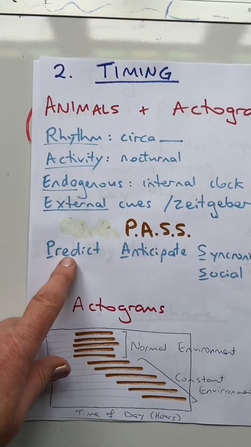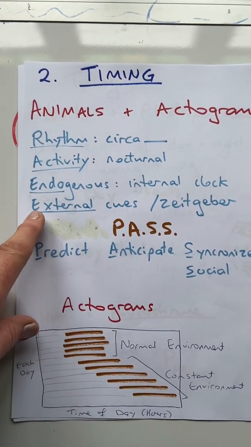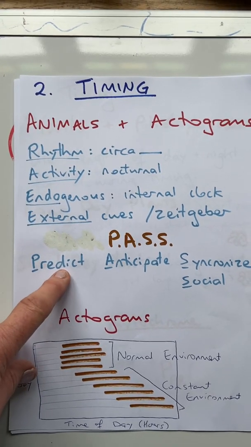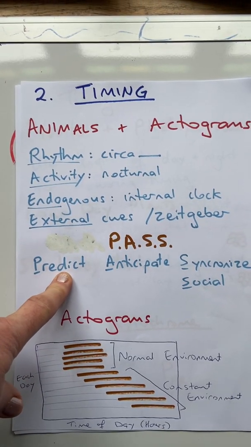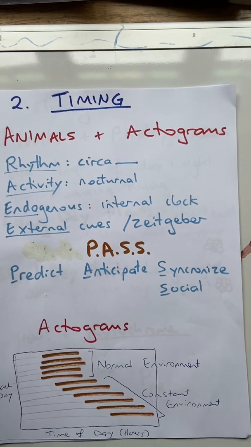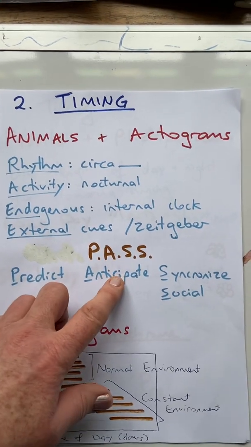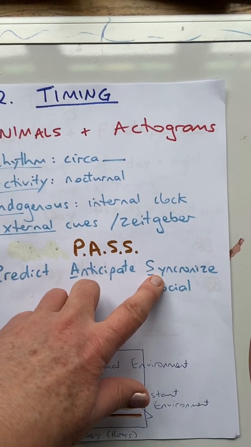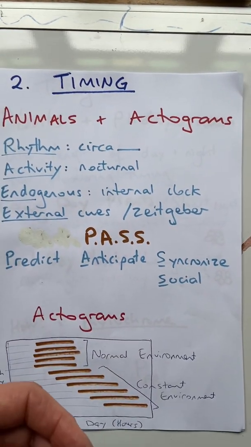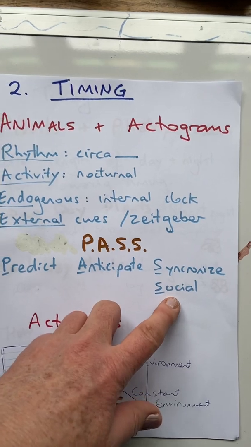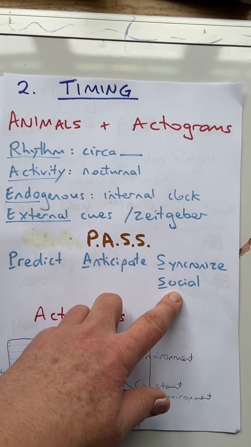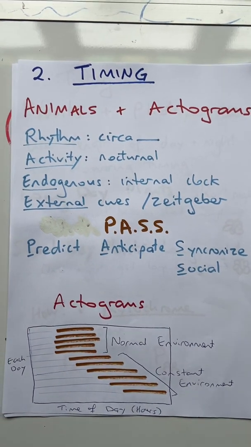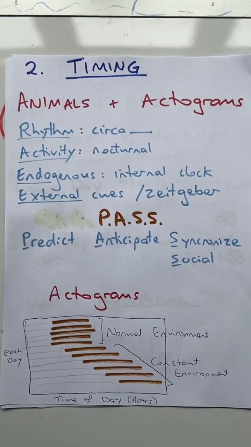And you can remember the benefits of this by remembering PASS. So P is for they predict. They can predict because of the external clues and in sync with the endogenous clock, that when they need to wake up and get ready. They anticipate those changes that are going to happen, and they can synchronize their own body physiology to get ready, and they can also synchronize their social activity.